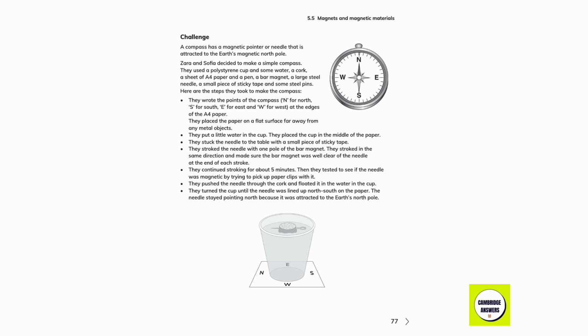They pushed the needle through the cork and floated it in the water in the cup. They turned the cup until the needle was lined up north-south on the paper. The needle stayed pointing north because it was attracted to the Earth's north pole.